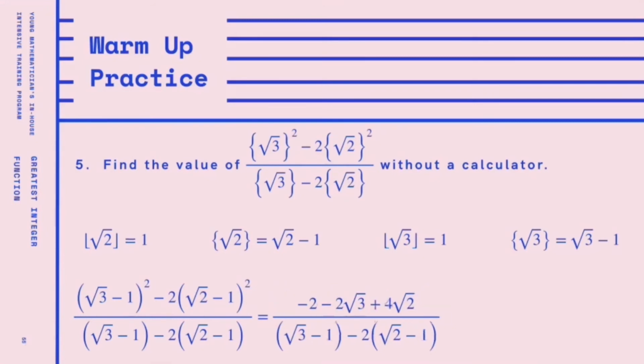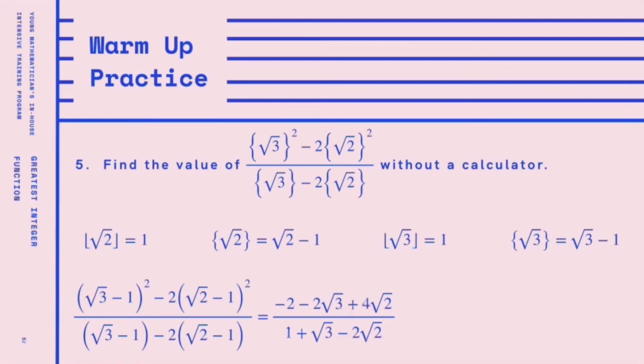Now simplifying the denominator, distributing 2 to the quantity square root of 2 minus 1, we get that the denominator is just square root of 3 minus 1 minus the quantity 2 square root of 2 minus 2. So we have negative 1 minus negative 2, that's equal to 1, plus square root of 3 minus 2 square root of 2.